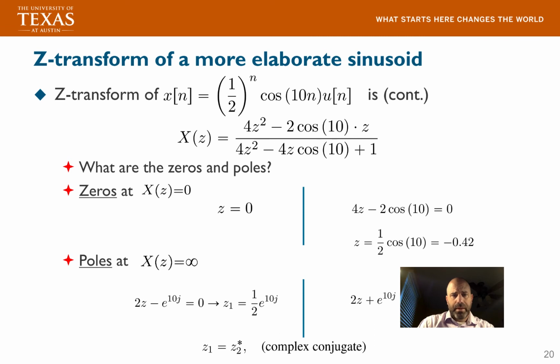And now, what are the zeros and the poles here? Just like with the Laplace transform, the zeros of the numerator are called zeros of the transfer function. The zeros of the denominator are called poles. Substituting in here, we find that the zeros are at zero and minus 0.42, and the poles are at plus or minus 1 half e to the j 10.